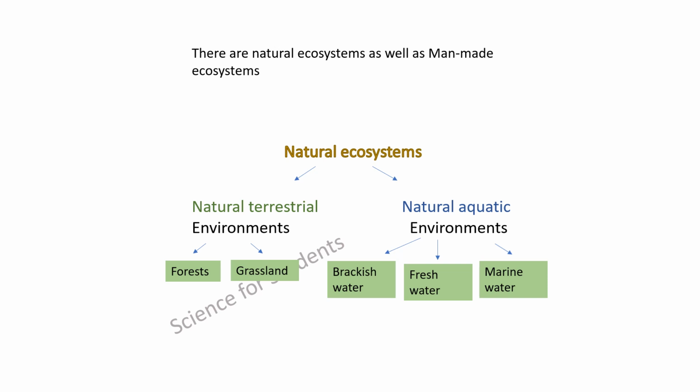Natural ecosystems we can divide into two: natural terrestrial environments and natural aquatic environments. Again, the terrestrial environments can be divided into two: forest and grasslands. Aquatic environments can be divided into three: brackish water, fresh water and marine water.